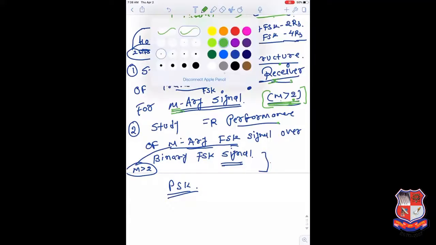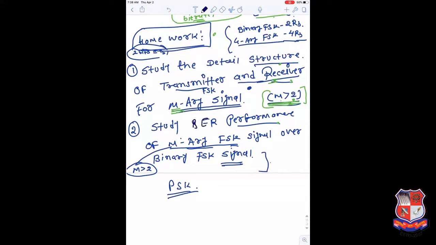So bit error rate basically depends on the number of symbols. If a higher number of symbols is transmitted, the Euclidean distance between the symbols decreases, and the bit error rate increases. So if M increases, the bit error rate increases. This part you also have to study. So these two things are given as your homework, and in the next lecture we will discuss in detail phase shift keying, PSK.